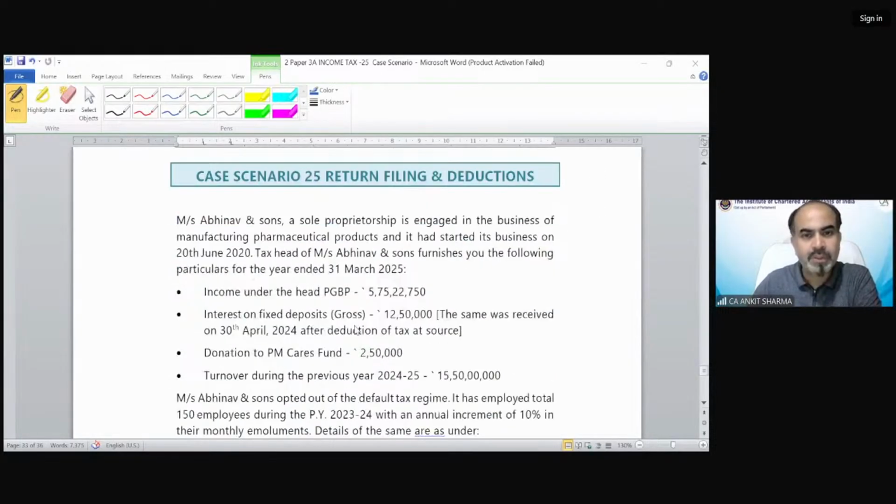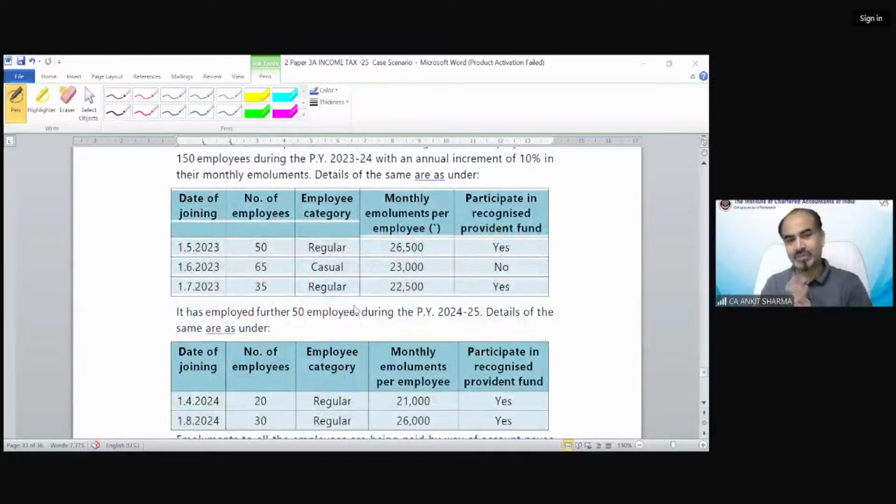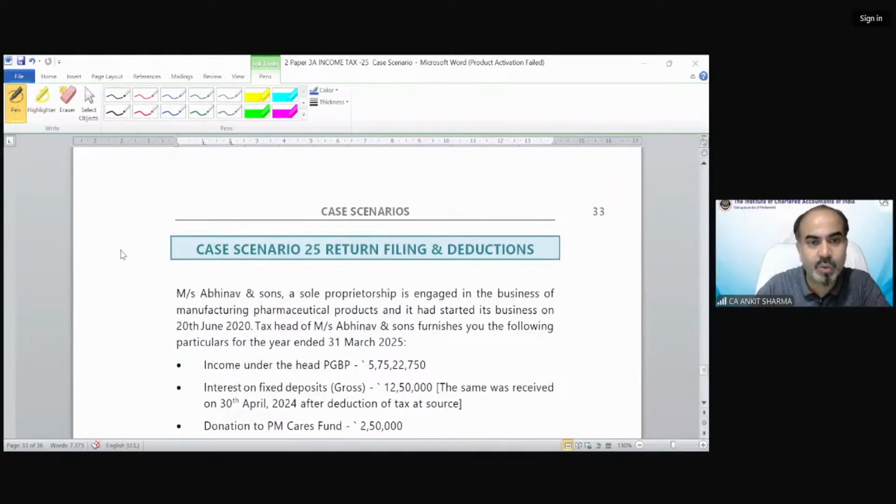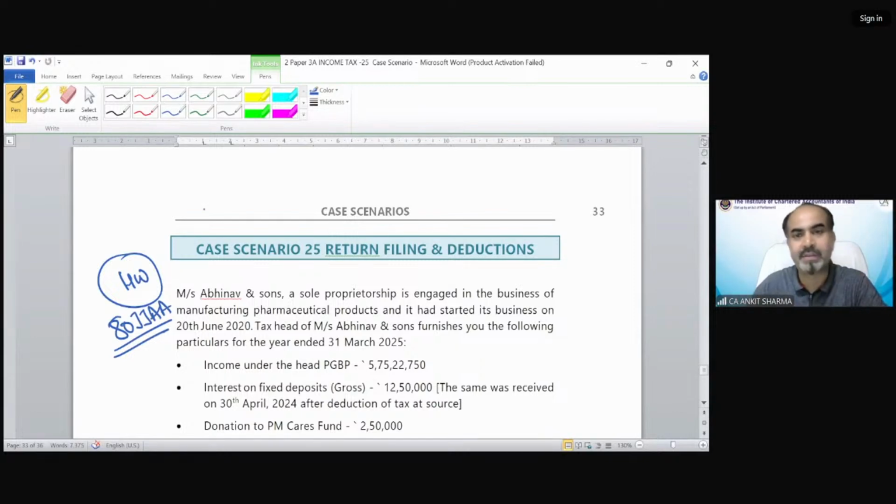Okay, so this is question number 25. That is for 80JJAA deduction. So it's a very interesting deduction. If there are a certain number of employees and they fulfill the specific conditions, then they could be allowed a deduction under section 80JJAA for their wages or salary, whatever we are going to pay them. 30% of it you can claim as a deduction. This is a very interesting question, and I am giving this question for your homework. We will take this question in the next session because we have more questions to solve in this. So that's a good question.